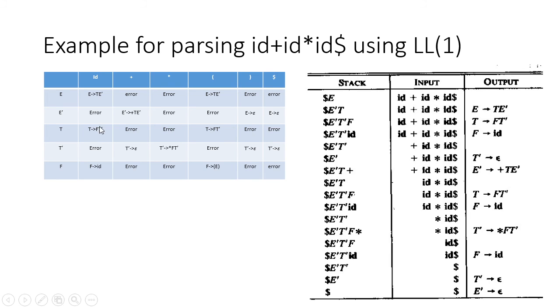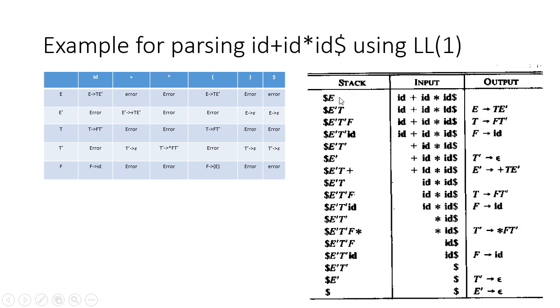Now look at this diagram which we have created, and let's prove ID plus ID asterisk ID dollar, whether it is right or wrong. So we start with the first one. We put the starting symbol E in the stack, and we take the input symbol as ID plus ID asterisk ID. Now if you look at E, you see E with ID. So this E with ID matches E derives TE dash.